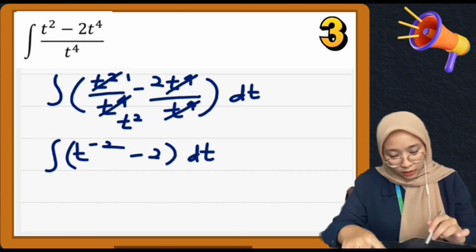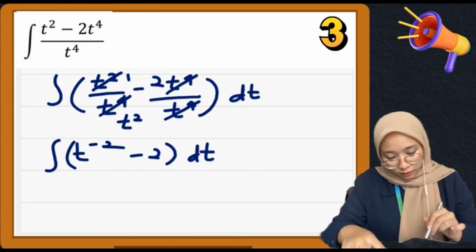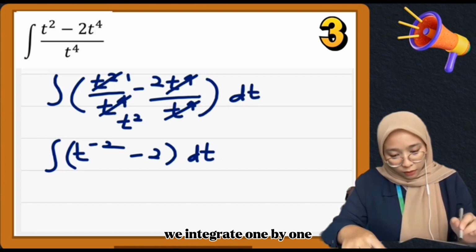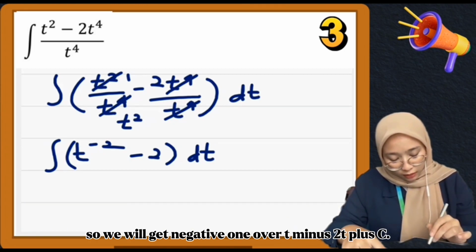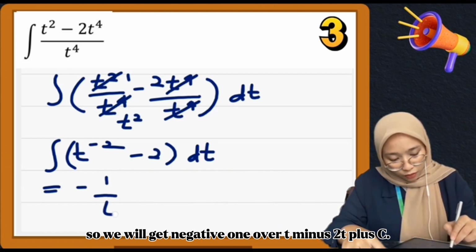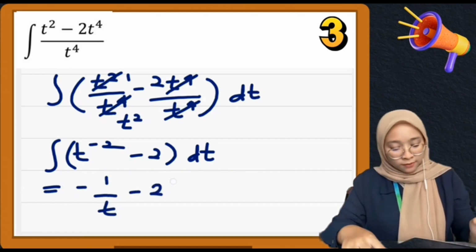So, we integrate one by one, so we will get negative 1 over t minus 2t plus c.